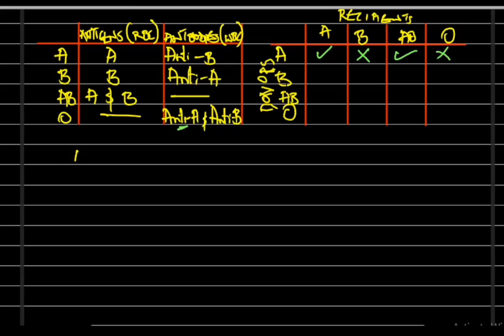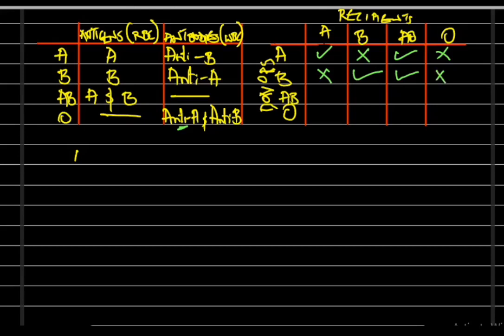And then B can donate to B. But let's take A first. B cannot donate to A because B here has antigen B, which is what the A has as antibody. A has anti-B antibody. That means it is against B. That is the antigen that B is coming with. So this one will not work. But B can donate to B, and B can donate to AB like A was able to donate to AB. But B also cannot donate to O because B has antigen B, while O has anti-B antibody, so this is not possible.